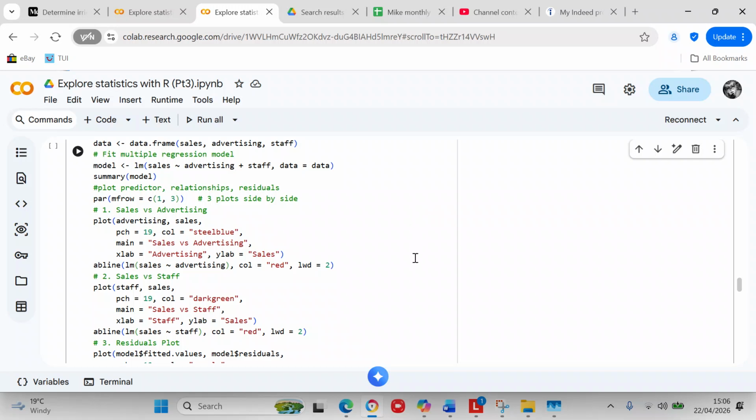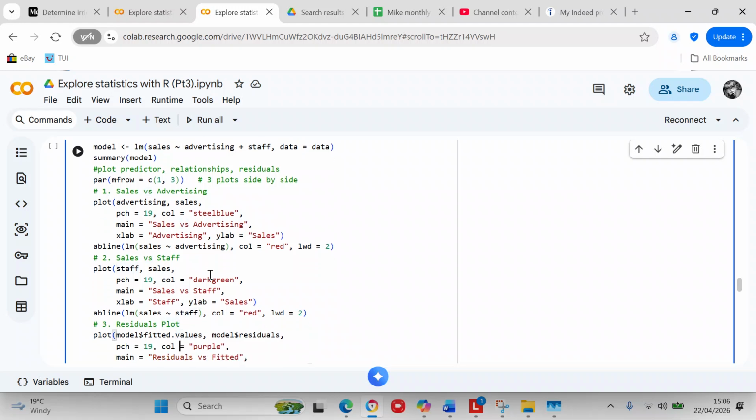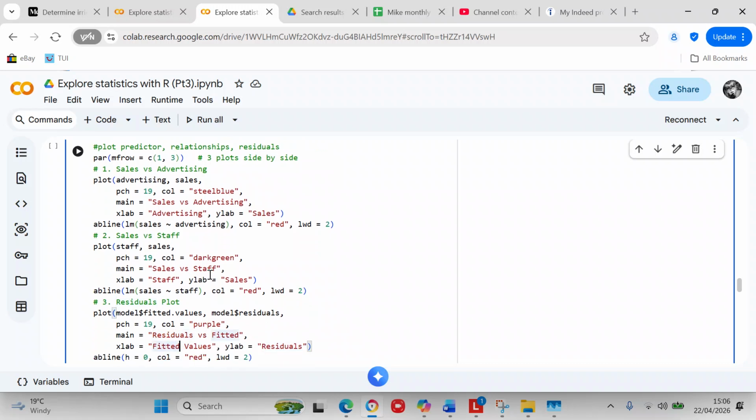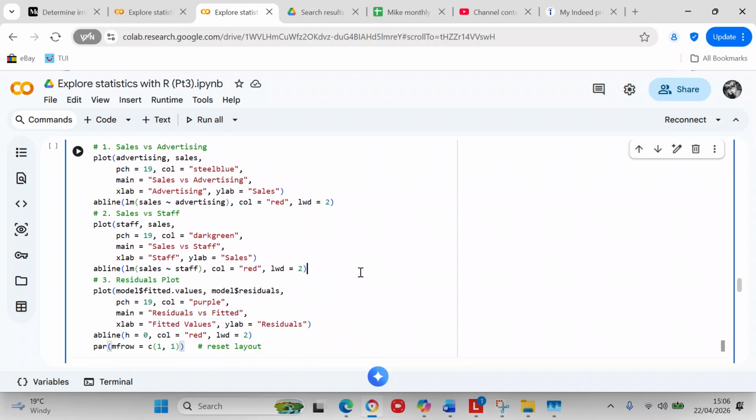And then what we're going to do is we're going to plot the sales versus staff. So plot bracket staff, comma sales, comma pch equals 19, color equals dark green, main, which is your title, is sales versus staff, xlab is the label on the x-axis, is staff, and ylab, which is the label on the y-axis, is sales.